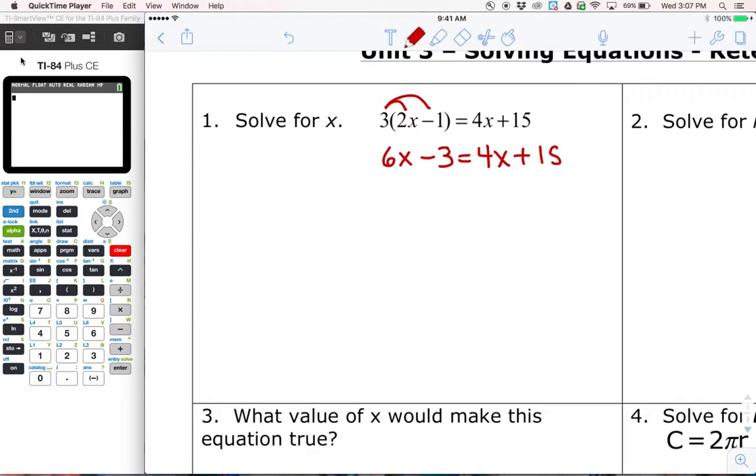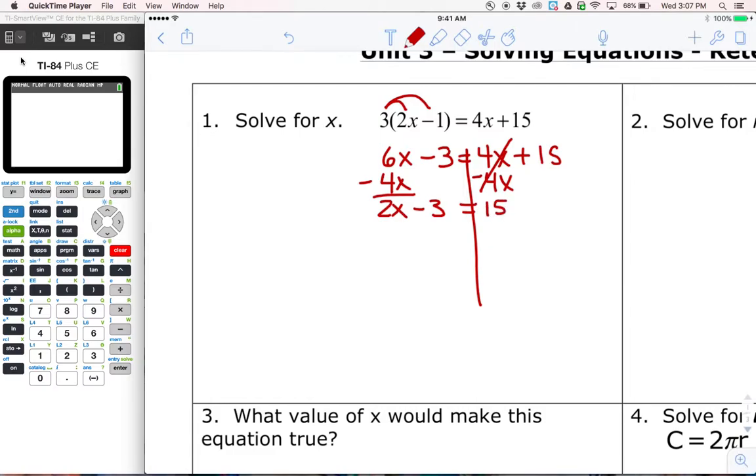All right, at this point, I really want this 4x to be gone. I really wish it wasn't there because that would be pretty simple. So let me get rid of it, right? It's a positive 4x. I'm going to get rid of it by subtracting 4x from both sides. Make sure you subtract from the 6x, not the negative 3, right? You want to make sure that you're subtracting it from its like term. All right, so you're going to subtract, and you're going to get 2x minus 3. This is going to be equal to 15.